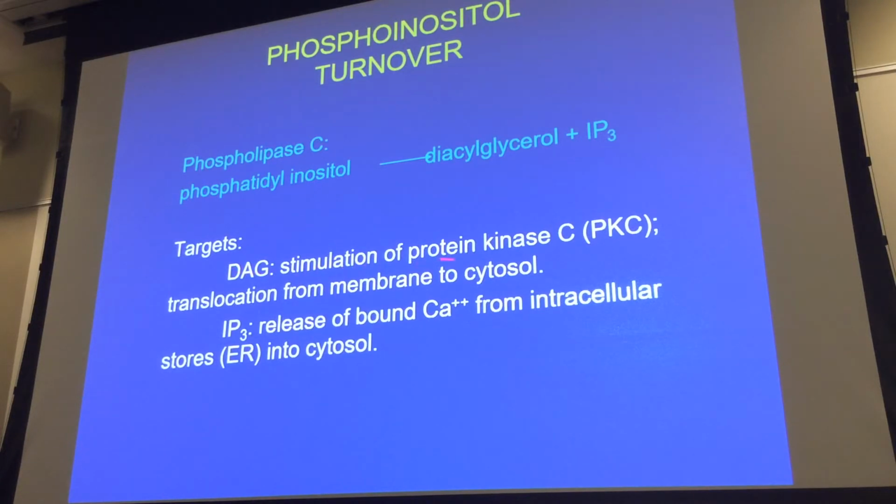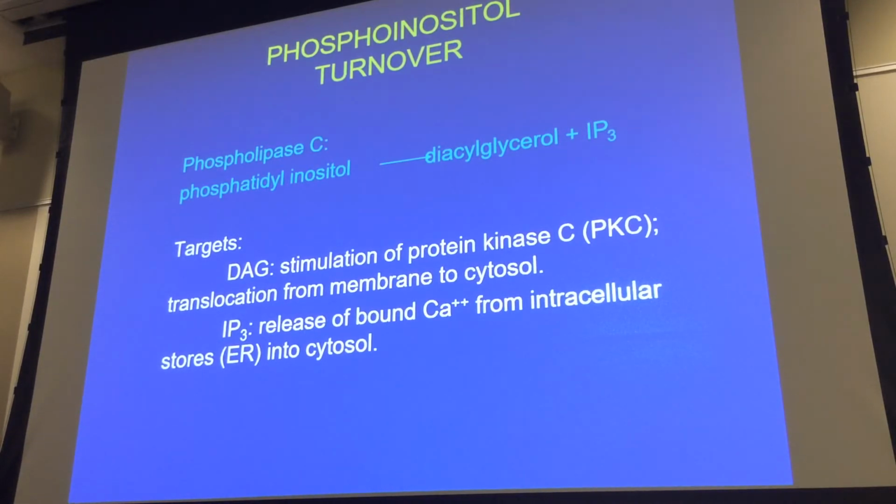Diacylglycerol stimulates another protein kinase in the cell known as protein kinase C. And protein kinase C is even more active than protein kinase A, phosphorylates hundreds of proteins in the cell to increase cellular activity. IP3, inositol triphosphate, on the other hand, increases intracellular calcium. So what IP3 does is it binds to the endoplasmic reticulum. One of the functions of the endoplasmic reticulum in the cell is to store calcium.